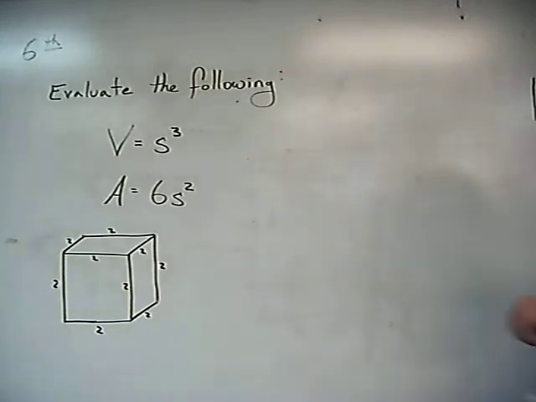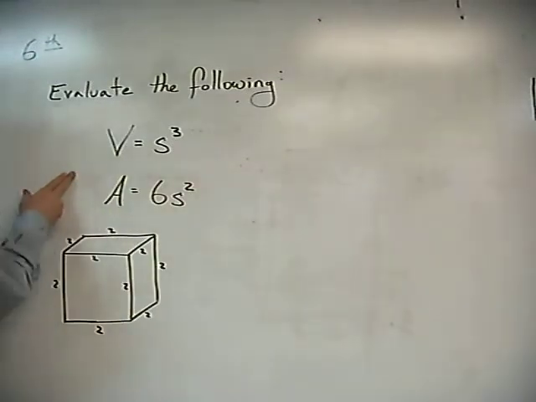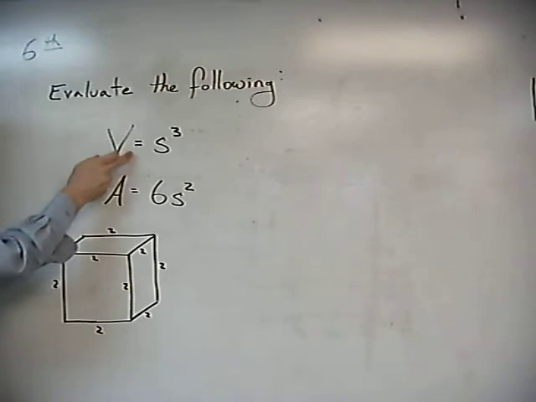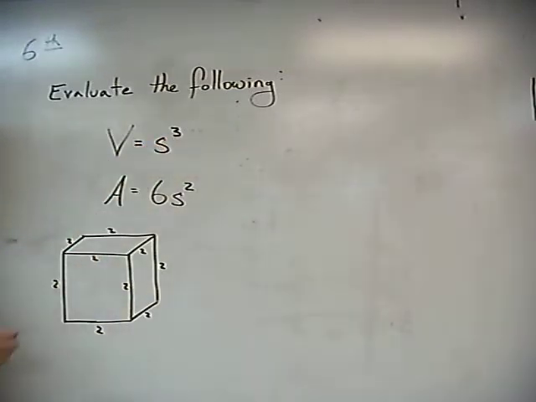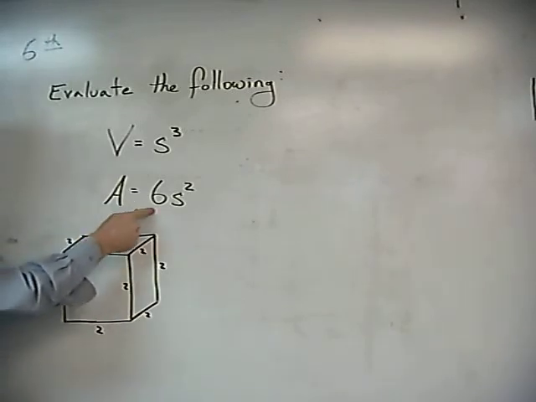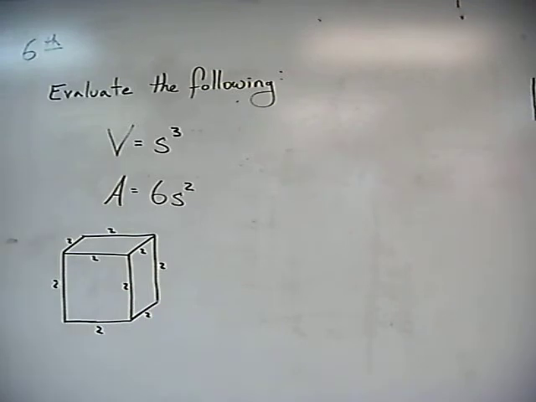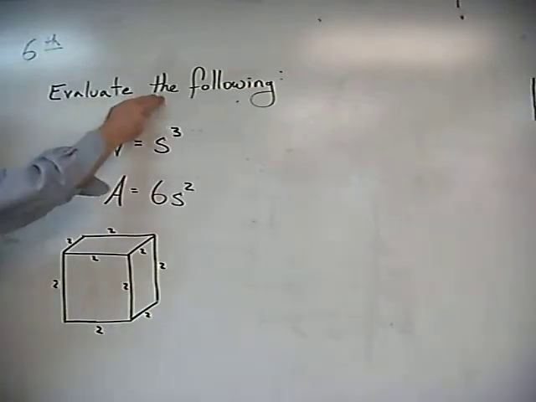Hello again. So looking up here, we have another problem. Evaluate the following. Volume is equal to s cubed, where s is equal to the length of a side. Area is equal to 6s squared, where again s is equal to the length of a side. We want to evaluate the following.